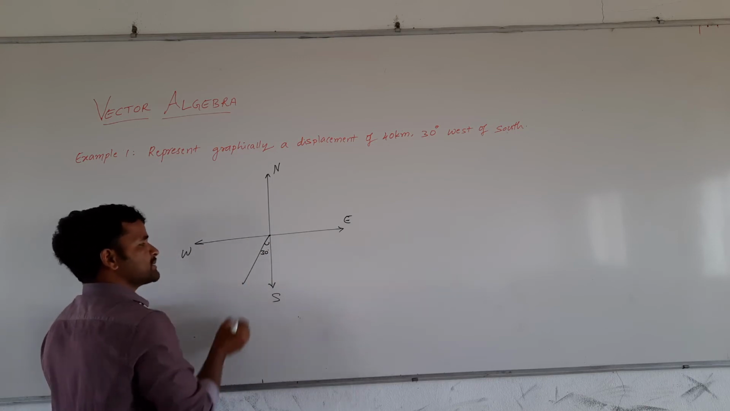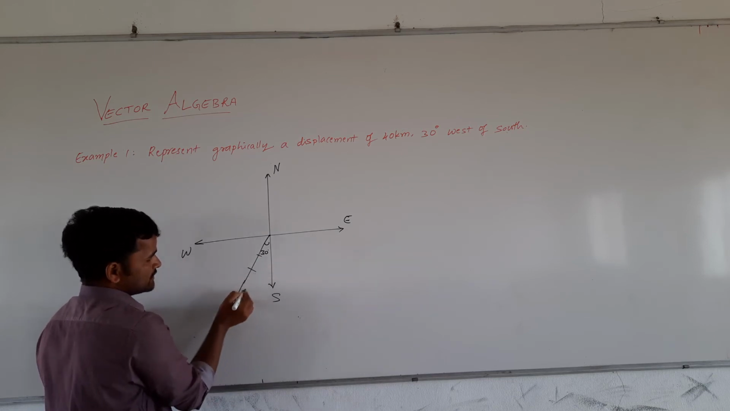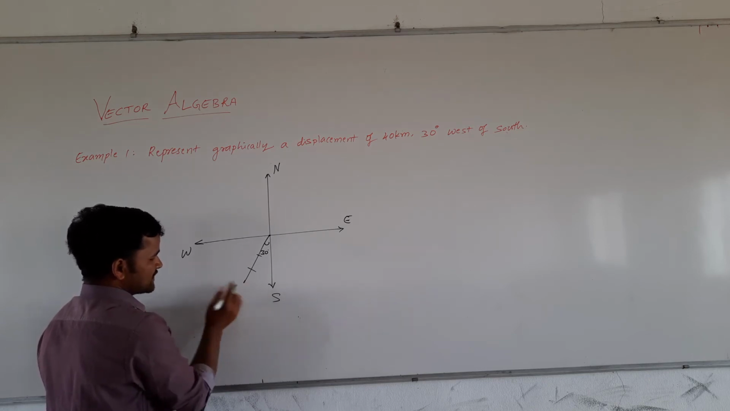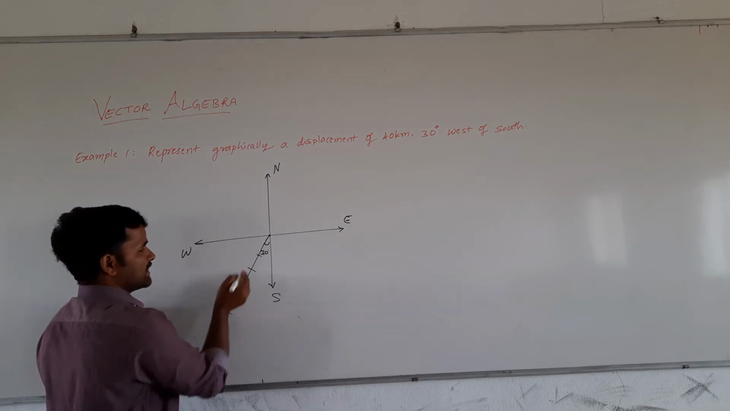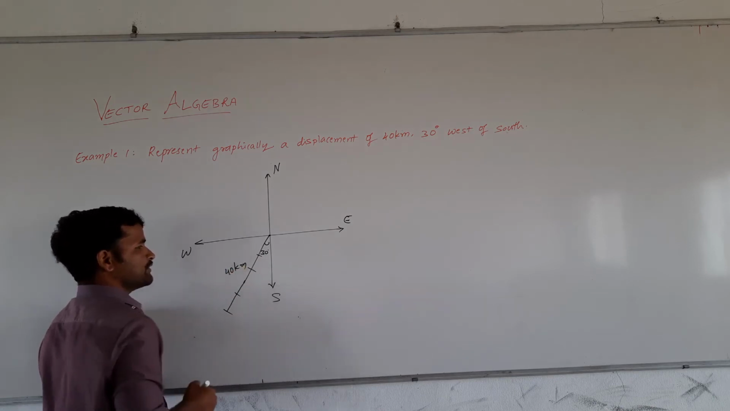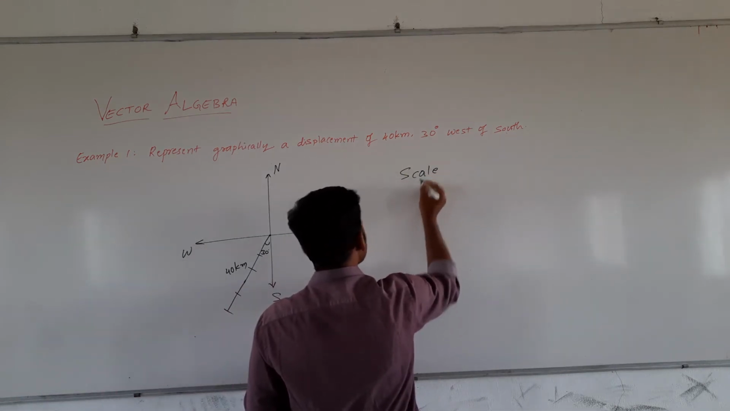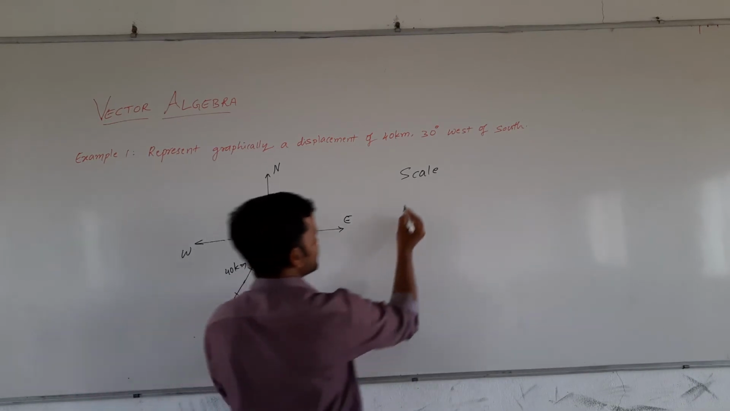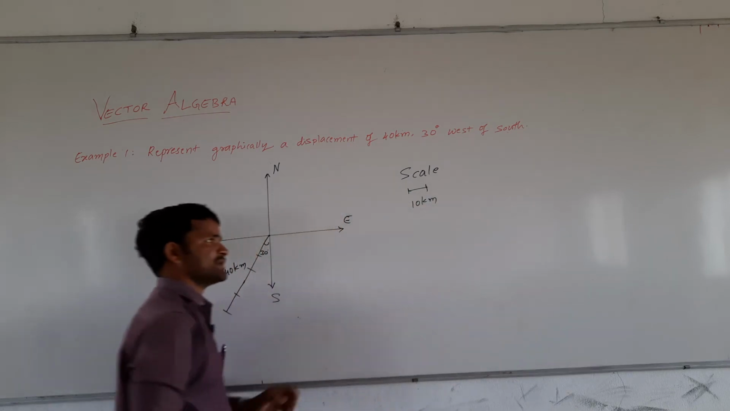40 kilometers I have to represent. Let me take units like this: 1 unit, 2 unit, 3 unit and 4 unit. You should draw a straight line here, not like this. And please maintain equal distances here. This is about 40 kilometers. If you want, you can write the scale also. 1 unit is equal to 10 kilometers.